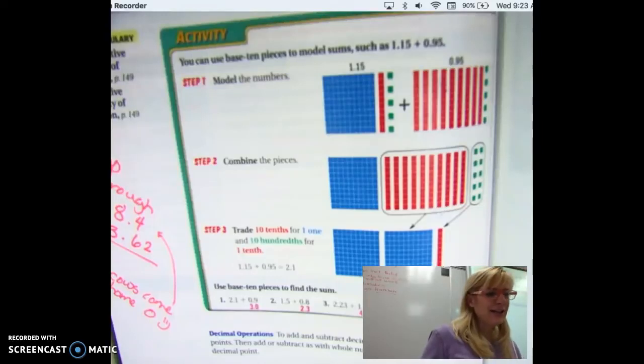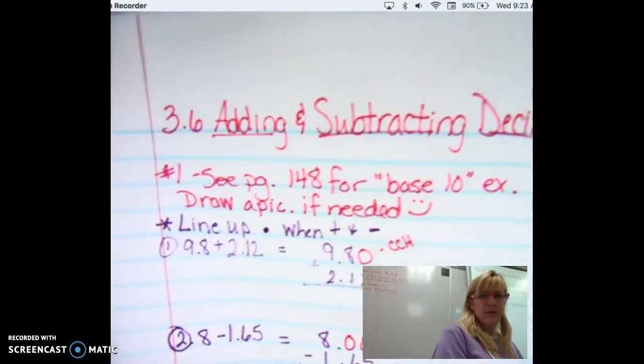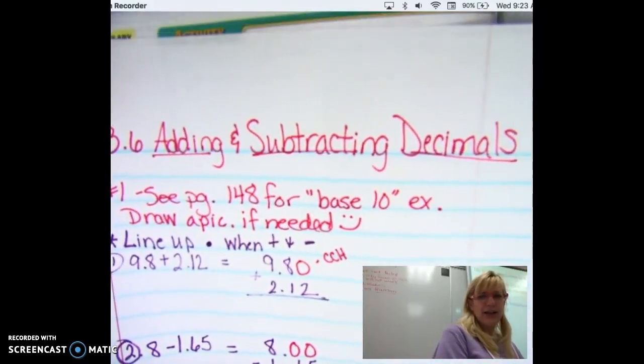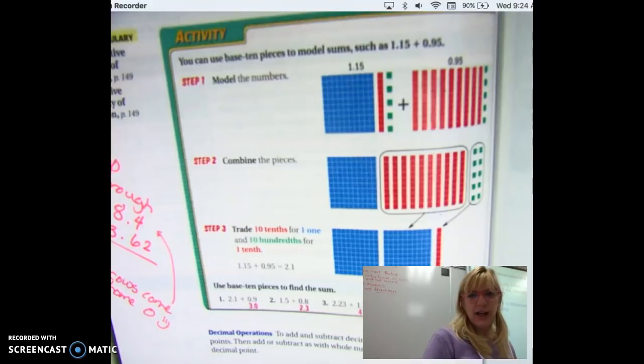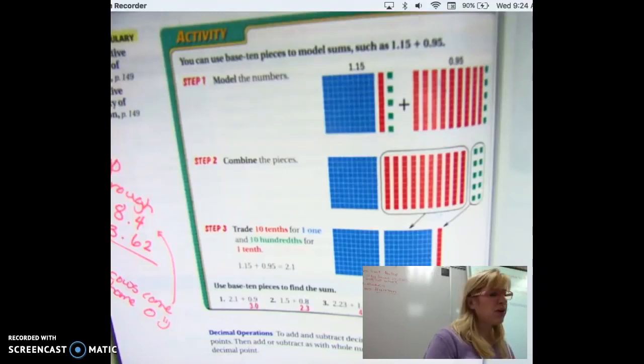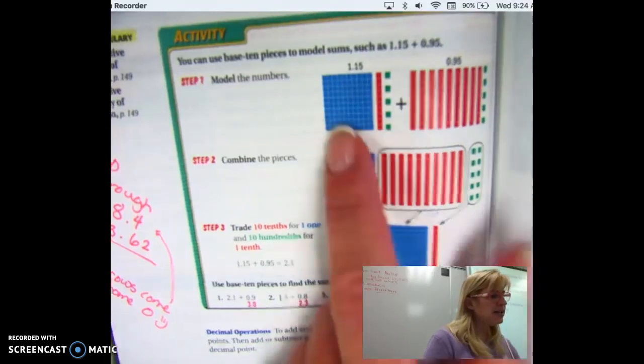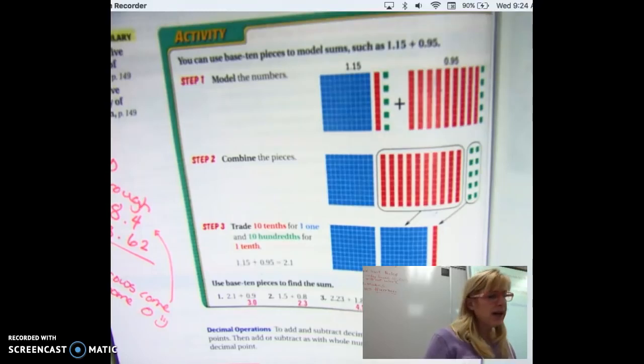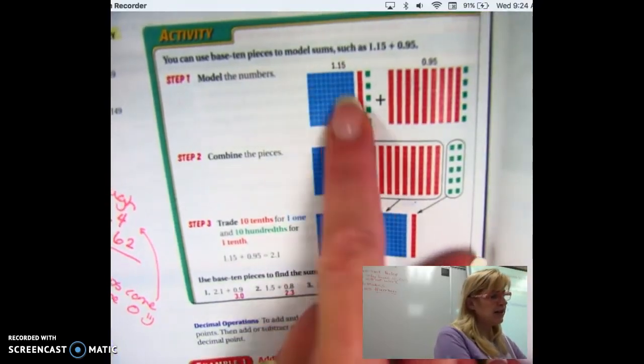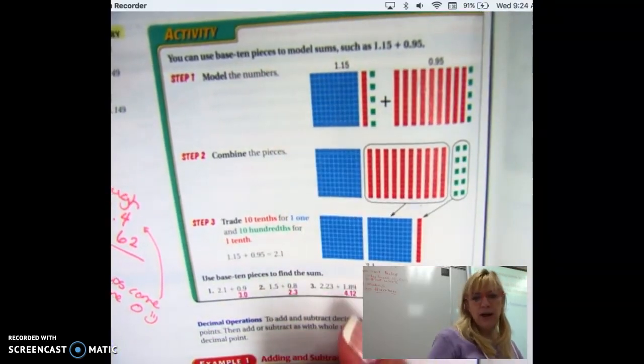Hi everybody. Today we are going to be talking about 3.6, which is adding and subtracting decimals. The first thing I want to show you is in your book so that you can see the base 10 pieces. You used these probably when you were very young to represent hundreds and tens. Right now we are going to see this blue piece as one whole.